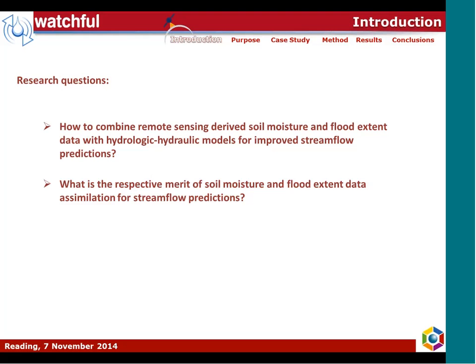One concerns more the methodology of finding a good, rigorous approach for efficiently combining soil moisture and flood extent data derived from remote sensing into hydraulic models for improved stream flow predictions. And then more a process hydrology question, I would say, where we want to analyze what's actually the benefit of assimilating these two data sets into the models.